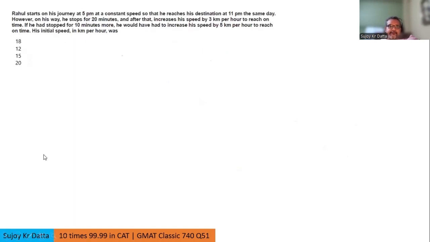Number 5. So this one is saying Rahul starts on his journey at 5 p.m. at constant speed so that he reaches his destination at 11 p.m. the same day. Okay. So starts at 5 p.m., reaches at 11 p.m. On his way, he stops for 20 minutes. So somewhere he stops 20 minutes.